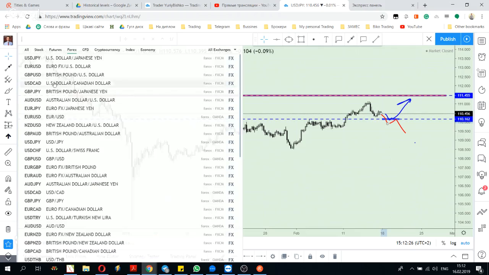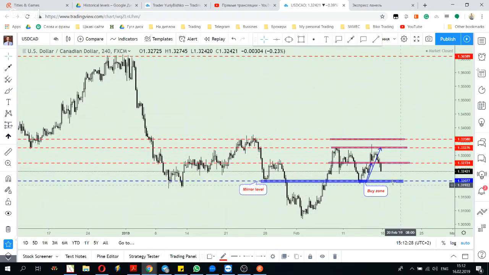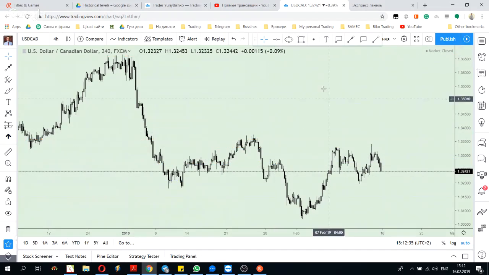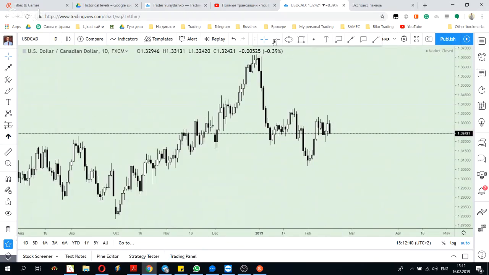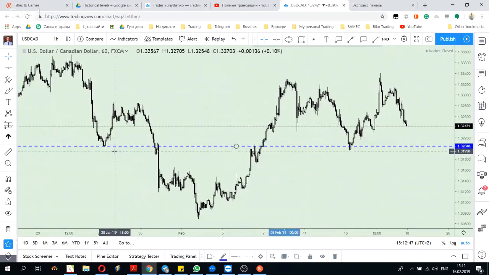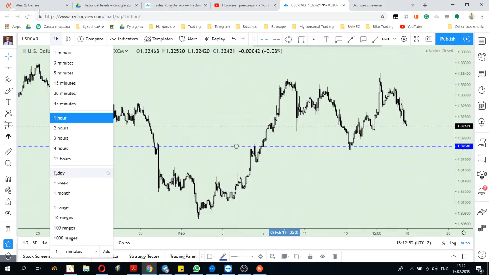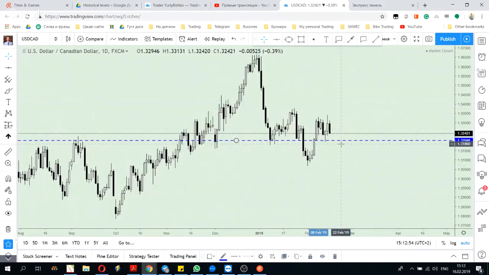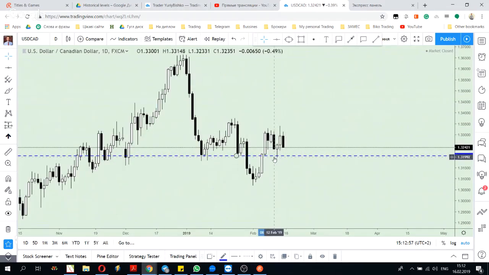Okay, let's do Canadian dollar. One moment. About Canadian dollar, as we see, price bounced from this pretty nice level. I want to show it to you. It's really pretty nice how price bounced. But there was one thing which I don't really like: the price bounced from this level but didn't close above this level.